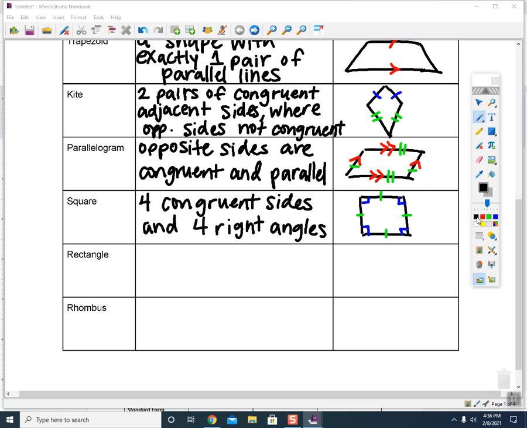A rectangle, then, is when I have two pairs of congruent sides and four right angles.